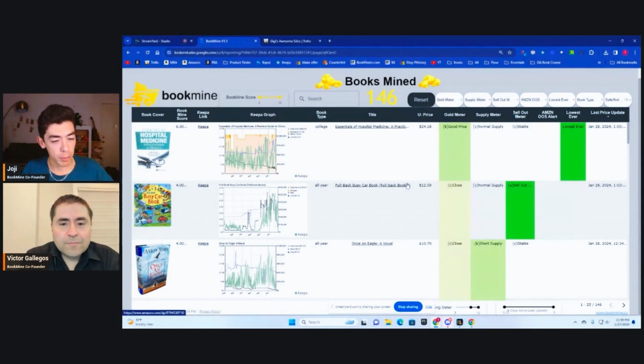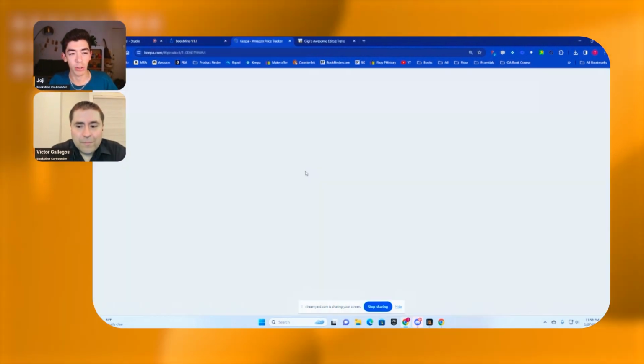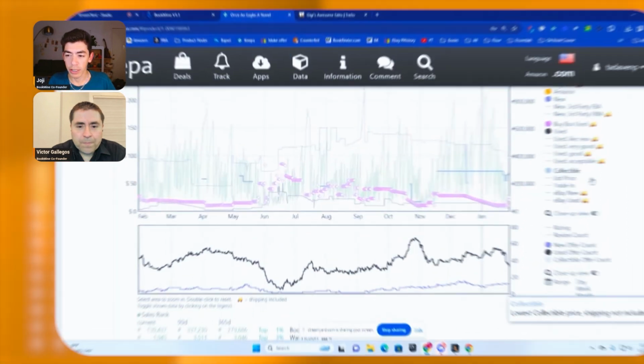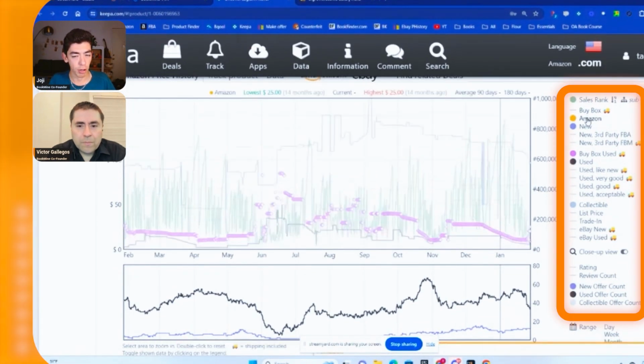Here we are over on the BookMine dashboard, and let's just go ahead and open any book here. So we got a book called Once an Eagle, a novel. We'll click the Keepa link here and see what we have on the Keepa chart. So this is actually what I've defaulted. By default, I just mean these are the settings for every Keepa graph.